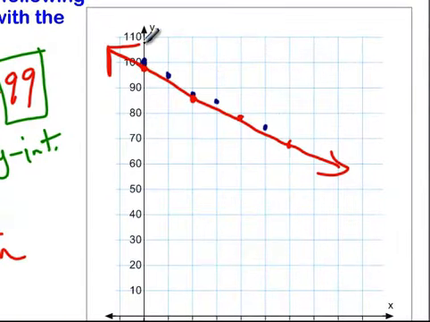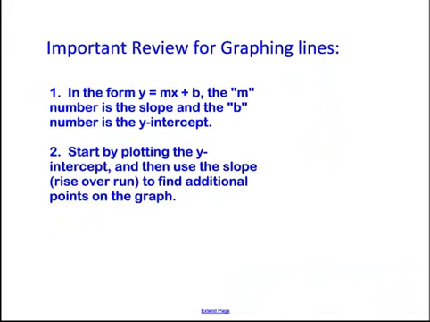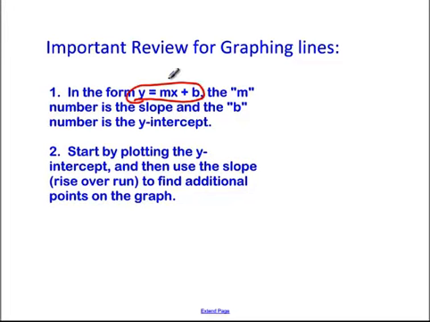Okay, so it's an equation that kind of represents this data, and we're going to talk more about that, I think, on day 3. For now, just getting you into the practice of reviewing how to graph these lines. Okay, so some review real quick, and we'll do a couple more. In the form y equals mx plus b, remember this was slope-intercept form. The m number here in front of the x is the slope, and the b number is the y-intercept. So we start by plotting the y-intercept. That gives us a point on the graph that we know is there. And then we use the slope, rise over run, to find additional points on the graph.